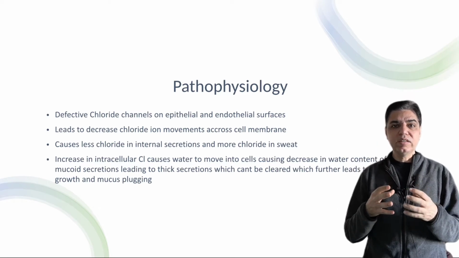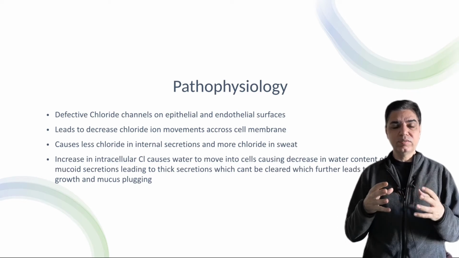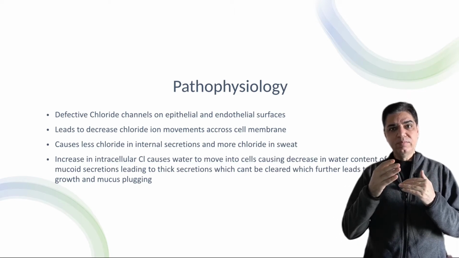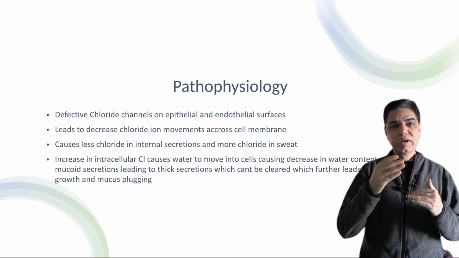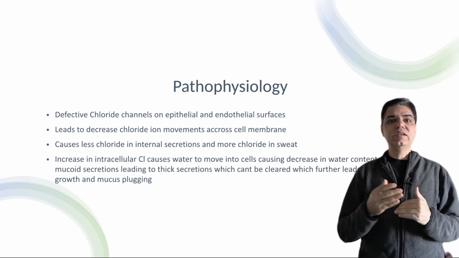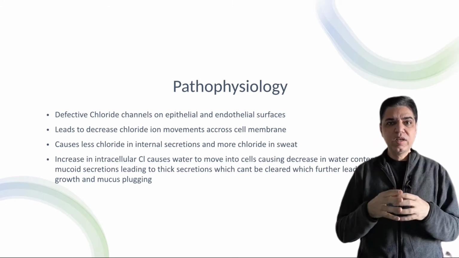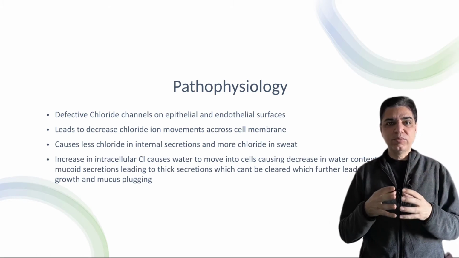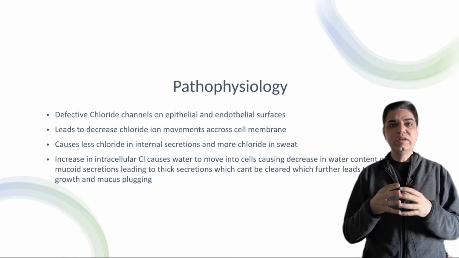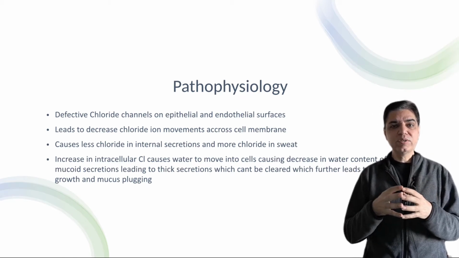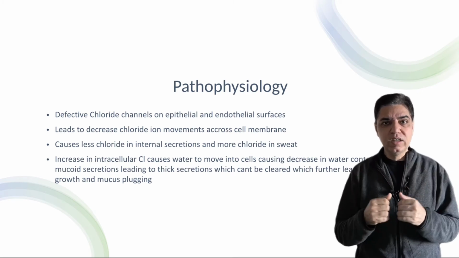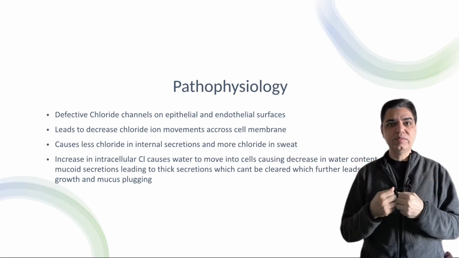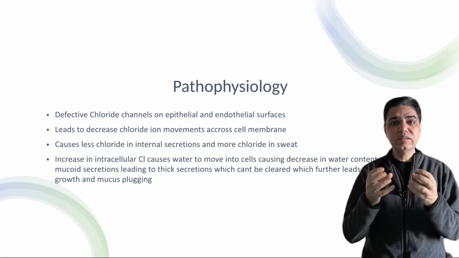Now as far as the mucous glands or the mucous surfaces are concerned, when the chloride channel is faulty, the cell membrane is not able to push chloride out of the cell, so the chloride remains inside. At the same time, the defective CFTR protein also causes inhibition of the ENaC, the epithelial sodium channels. So what happens? A lot of sodium moves inside the cell, and when the sodium moves inside the cell, it takes a lot of water along with it. So the secretions in the mucous cells become very thick.